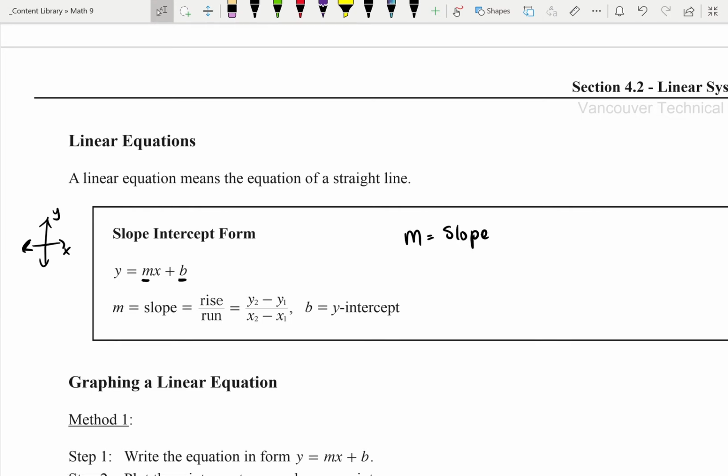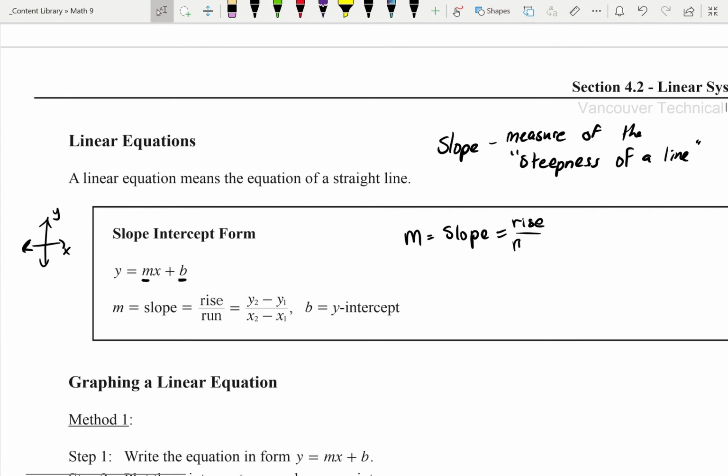Now, if we think about slope in terms of a real world scenario, slope means like a hill, or like you hit the slopes when you go skiing. So you can think about slope as sort of a measure of the, I'll call it the steepness, of a line. Now, we give it a very specific definition. We say that it is equal to the rise over the run.